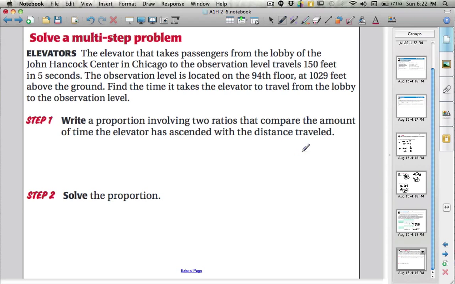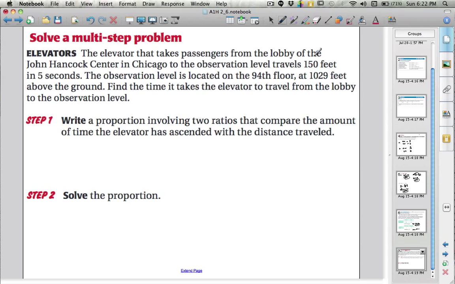And finally, let's work on this problem. An elevator takes passengers from the lobby of the John Hancock Center in Chicago to the observation level. It travels 150 feet in 5 seconds. Okay, great. So we're talking about feet and seconds. The observation level is located on the 94th floor, 1,029 feet above the ground. Find the time it takes the elevator to travel from the lobby to the observation level.